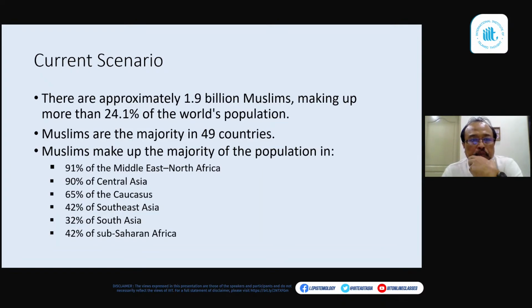Now, there are approximately 1.9 billion Muslims, nearly 2 billion Muslims now, and they make up nearly a quarter of the world's population. At present, there are about 24.1% Muslims all over the world. Muslims are the majority in 49 countries, and they make up the majority of the population in 91% of the Middle East North Africa region, or MENA, 90% of Central Asia, 65% of states of the Caucasus, 42% of Southeast Asia, 32% of South Asia, and about 42% of Sub-Saharan Africa. So these are the major areas where Muslims make up the majority of the population in the state.